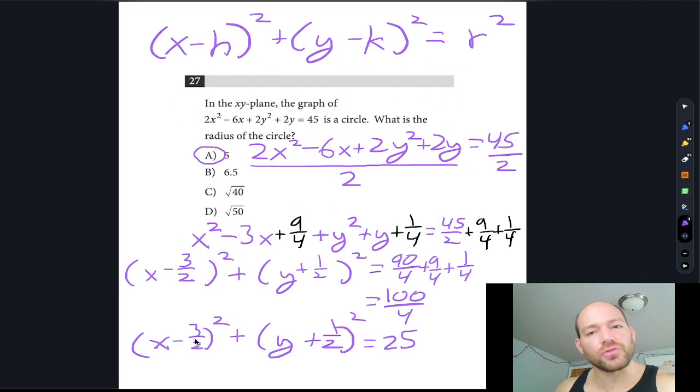Well, I think that's enough circle stuff for now. I think next I'll tackle some triangles and yeah.